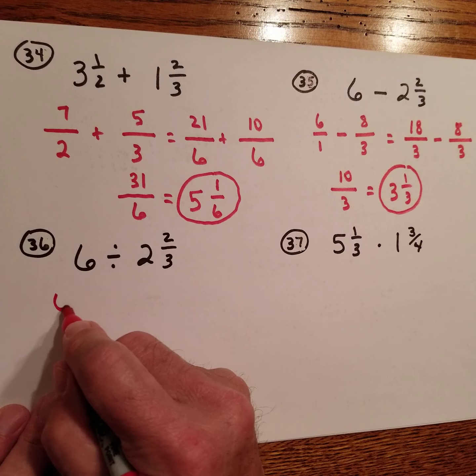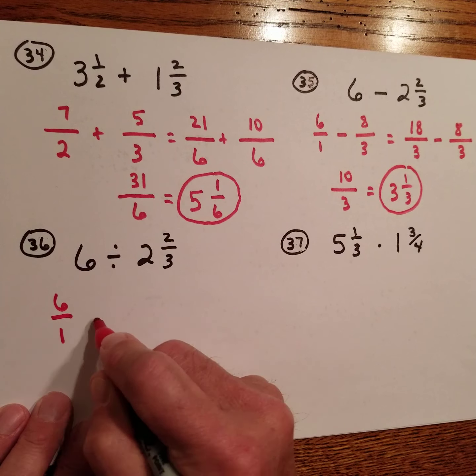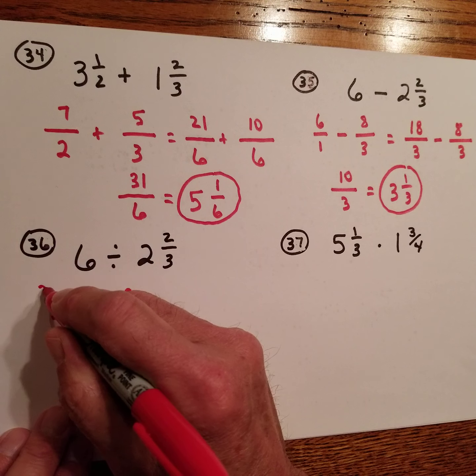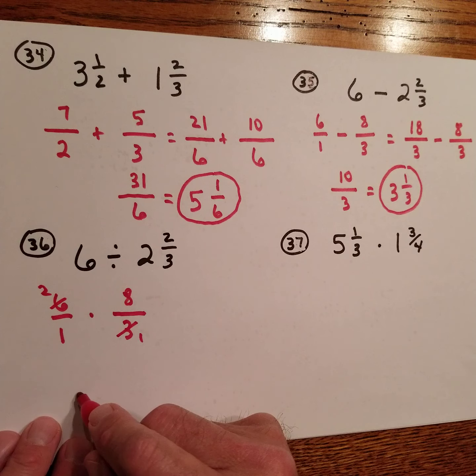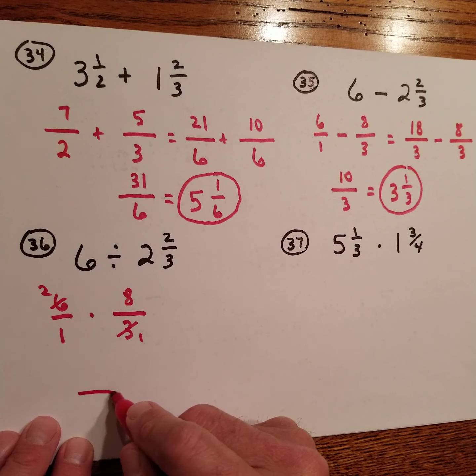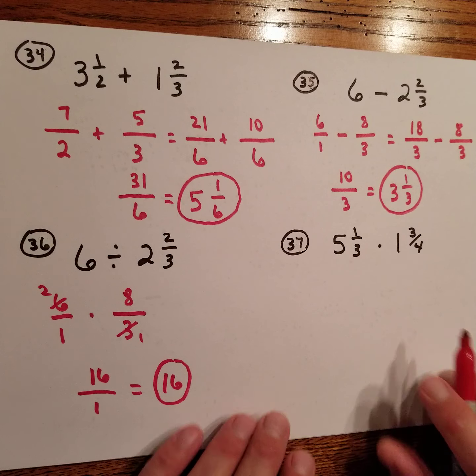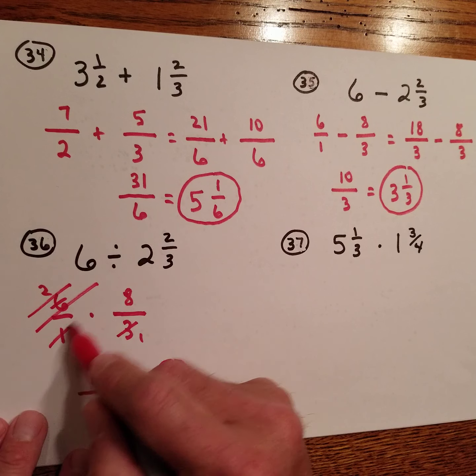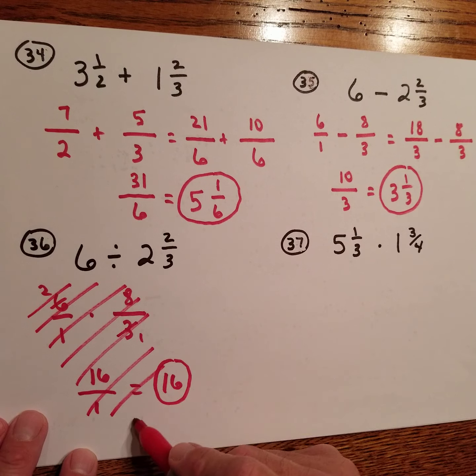Again, make 6 look like a fraction. Change into an improper fraction. 6 plus 2 is 8. Now when I multiply, I can reduce first. Divide by 3, divide by 3. Multiply the numerators, multiply the denominators, and if the denominator is 1, then my final answer is 16. Oh, that's unfortunate. Let's do that over.